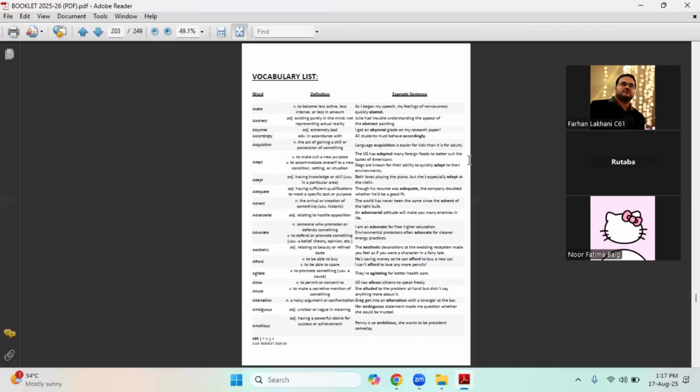Sir, it's page number 195. Yes, 195. It is similar to the page that I've displayed. It's not there. The page numbers are written at the bottom of the page. It says vocabulary list.